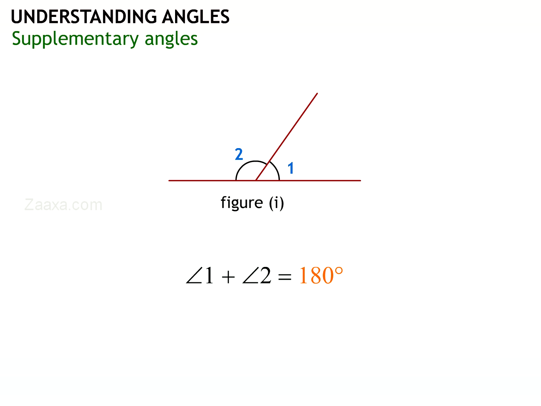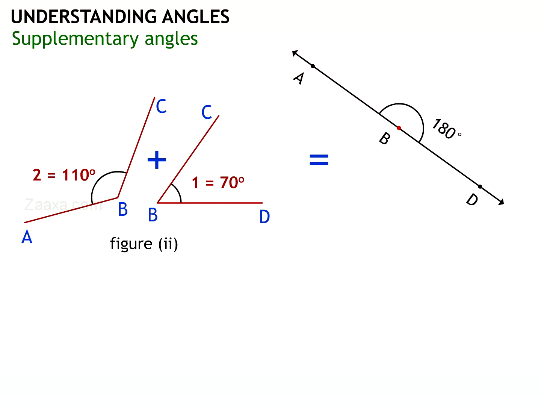Two angles are supplementary if their sum is 180 degrees. In figure 1, we can see that adjacent angles 1 and 2 together measure 180 degrees. In figure 2, we can see that the angles 1 and 2 are separate. Yet, together they measure 180 degrees. Therefore, the two angles are supplementary in each case.